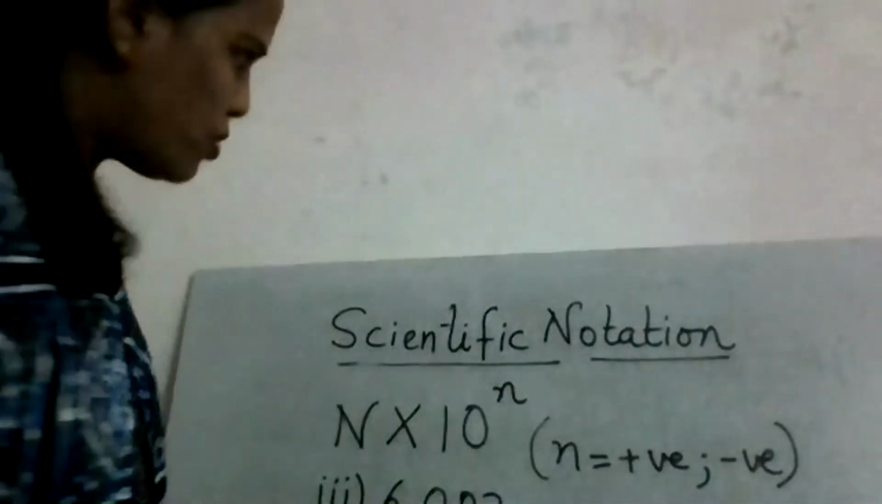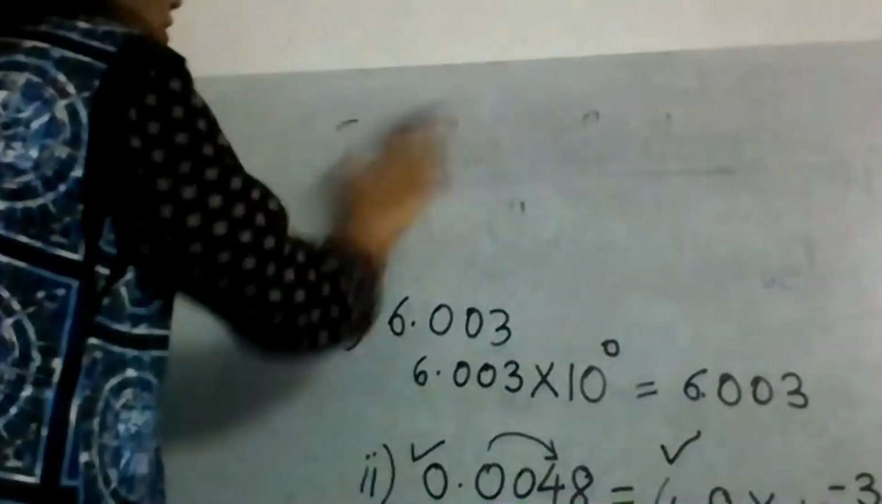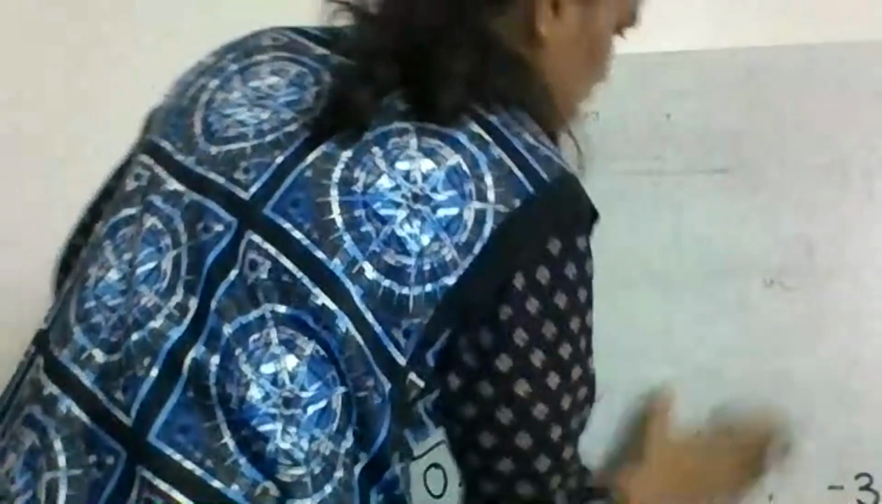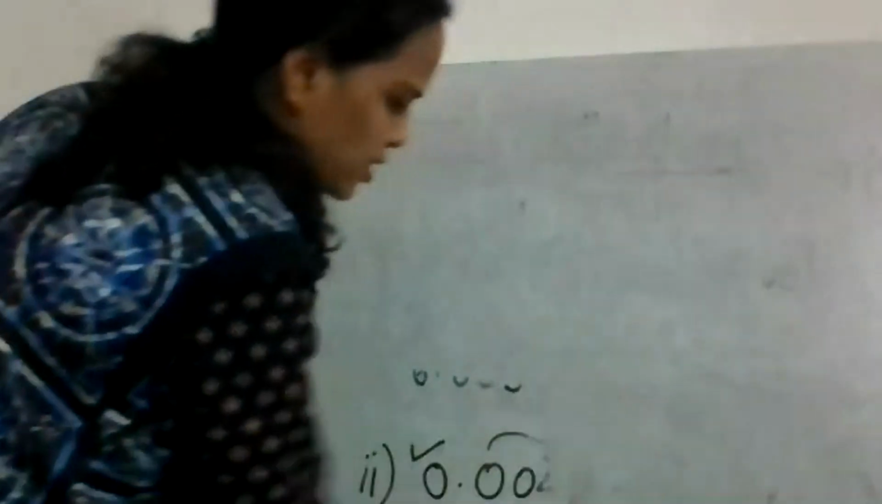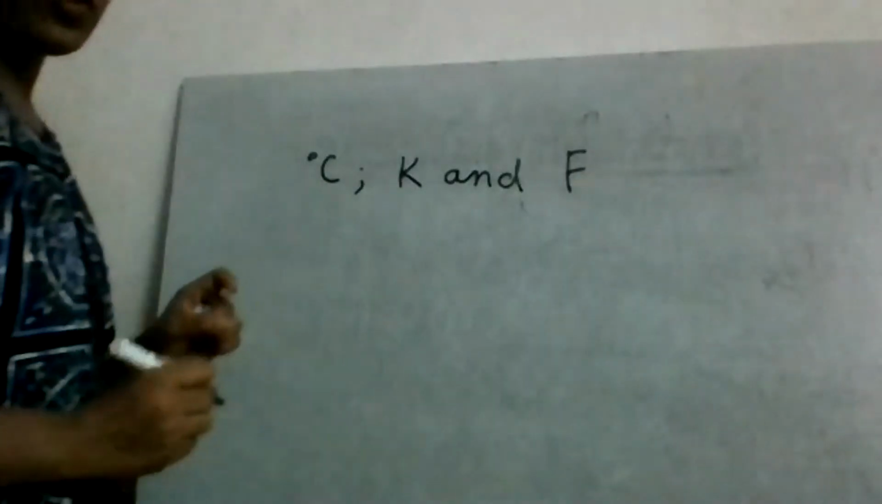Now, let me tell you about the temperature interconversions. There are 3 different ways in which we express the temperature, and the 3 different ways are degree Celsius, Kelvin, and Fahrenheit. Okay.